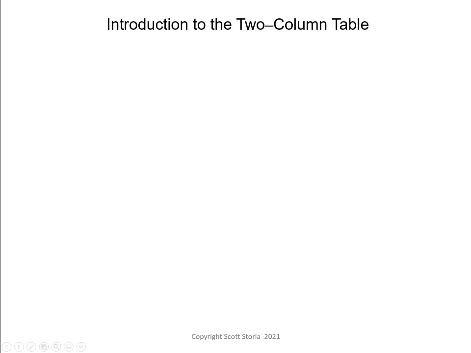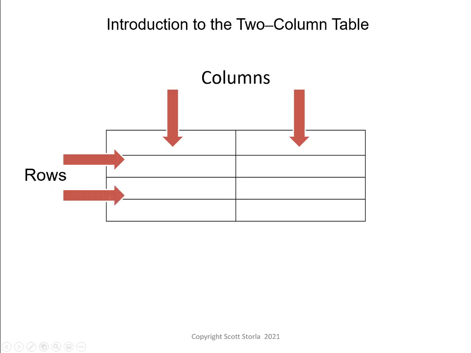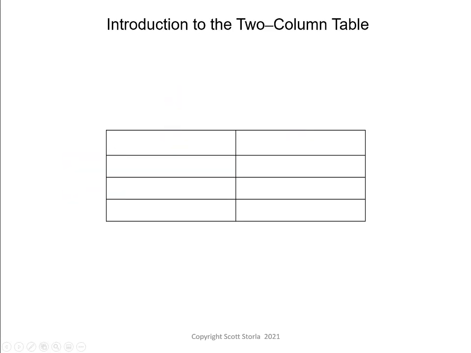So in mathematics, if we're going to build a table, it often looks like this. Columns run up and down. Rows run left and right. Now, when we build our two-column table, the first thing we're going to do is remind ourselves that the left column is for operations and the right column is for inverses.